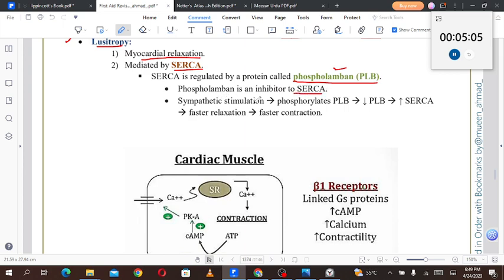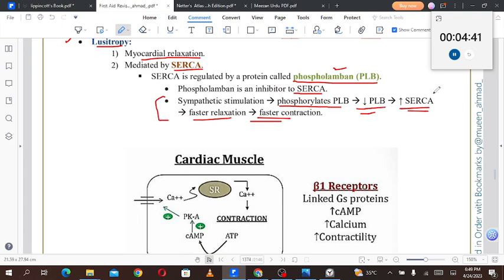Okay, sympathetic stimulation phosphorylates the PLB. There will be a decrease in PLB activity and an increase in SERCA. No, not decreased contractility. The phospholamban will be decreased, SERCA will increase, and faster relaxation leads to faster contraction. Okay, why is the contraction increasing? Because the relaxation time is fast. The diastole is decreased. Oh, this is the concept.